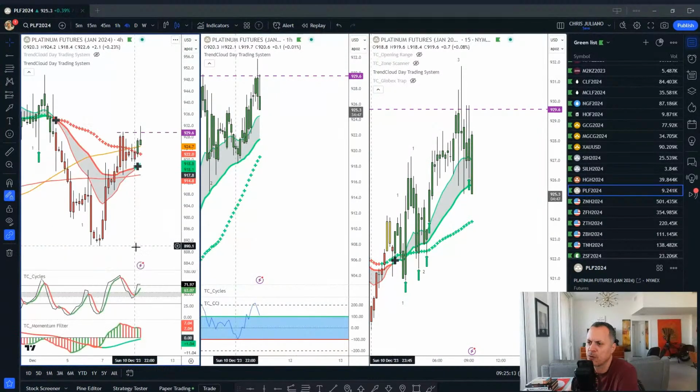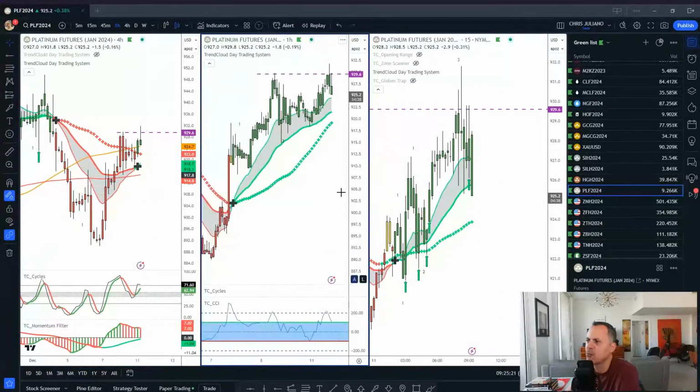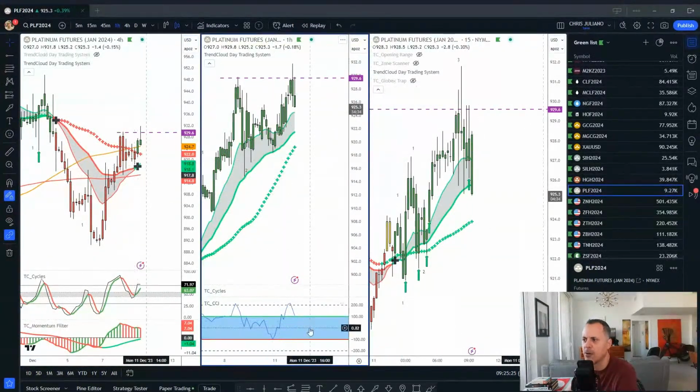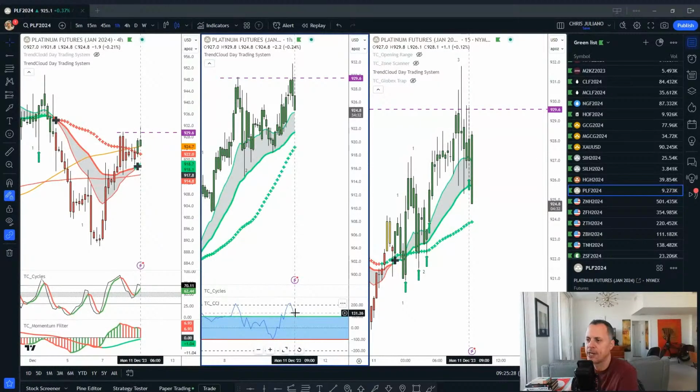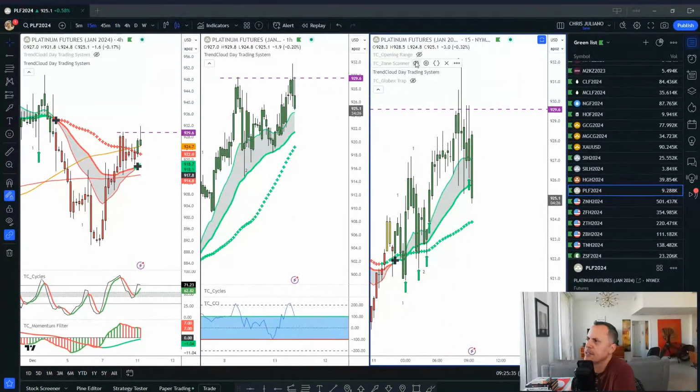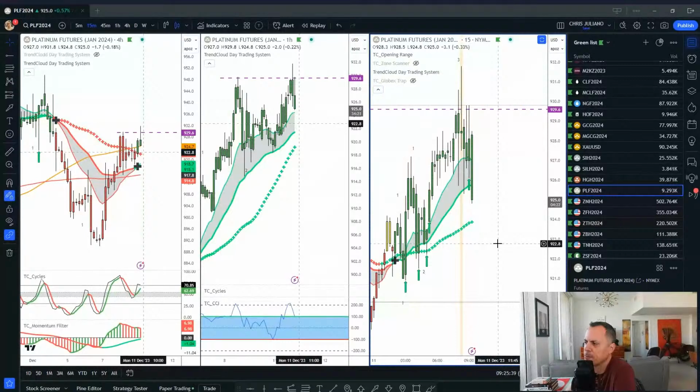Let's see what phase we're in. Okay, so we've got momentum to the downside, but we are still impulsing up. And we've got trend to the upside on the 1 hour. Momentum is up on the 1 hour. And we're going up on that 15-minute. Great. Let's see if we can apply the opening range breakout here.